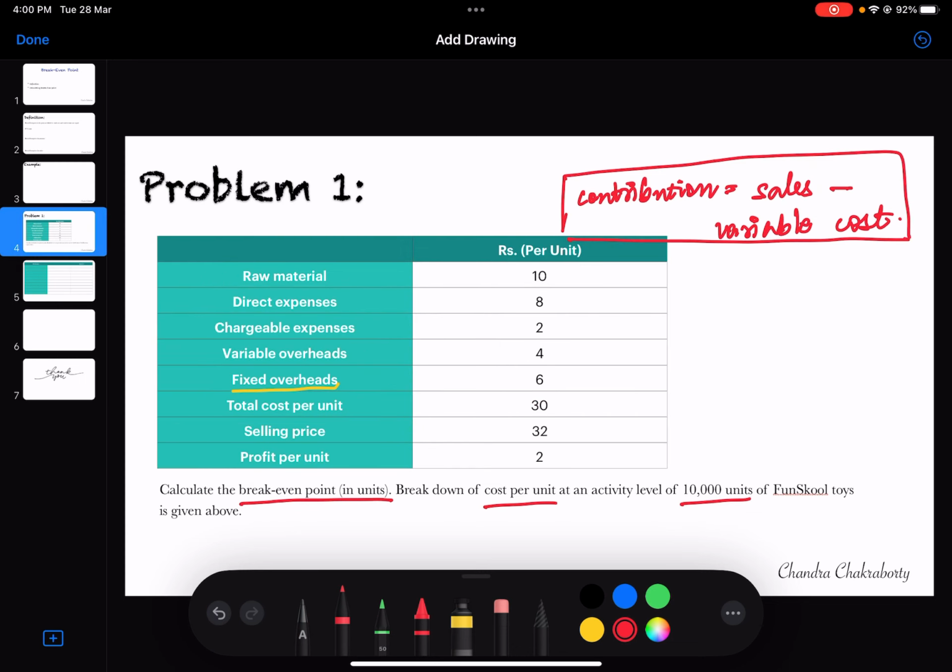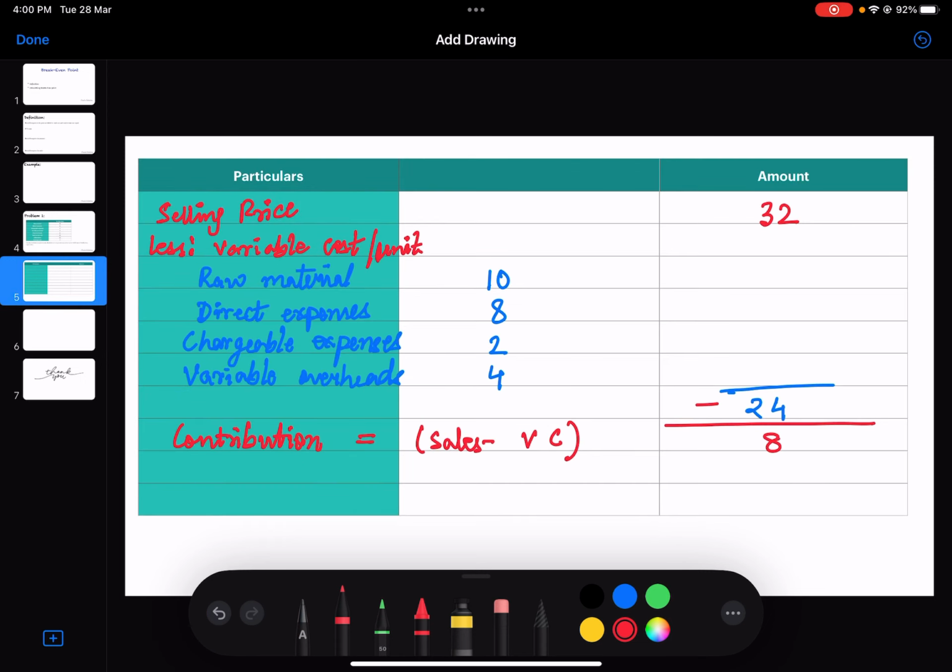Now here your fixed overhead is 6. 6 rupees is for 1 unit. But here how many units do you have? You have 10,000 units, right? So what will be your fixed cost? Write down here. Fixed cost is 10,000 units into 6 rupees, because for 1 unit it costs rupees 6, right? So for 10,000 units it will be 60,000, right?